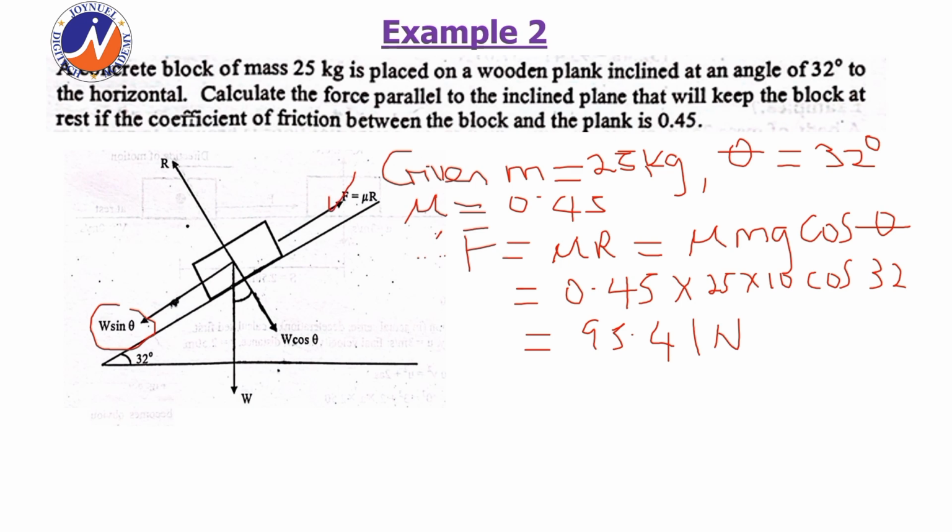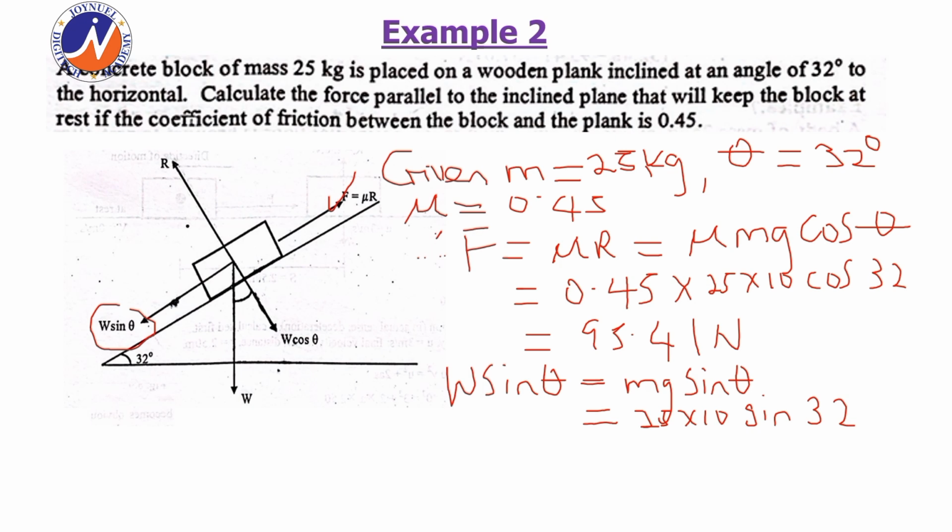Then the next thing is for us to calculate this force. We have gotten this. Let's get this. W sine theta will be mg. Remember, W is mg sine theta. So let's substitute. We'll have W is mg sine theta, so m is 25 times 10 sine 32. That will give us 132.48 Newton.